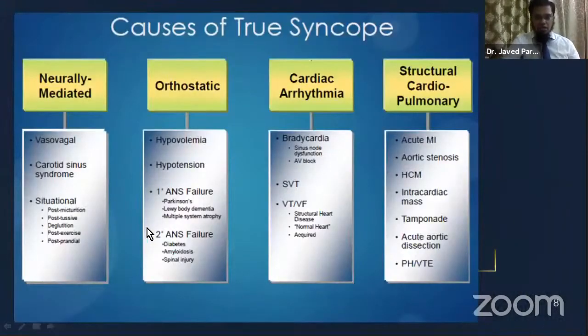So again, the causes of syncope are usually neurally mediated, orthostatic, arrhythmias, and cardiac structural or pulmonary. Out of these, the most common is neurally mediated, accounting for almost 40% of the cases. Cardiac arrhythmias and cardiac structural cardiopulmonary problems contribute almost 10 to 20% of the cases. But it is very important to recognize these 10 to 20% of patients, because these are usually cases of malignant syncope, where the chances of loss of life are much higher than in reflex syncope.